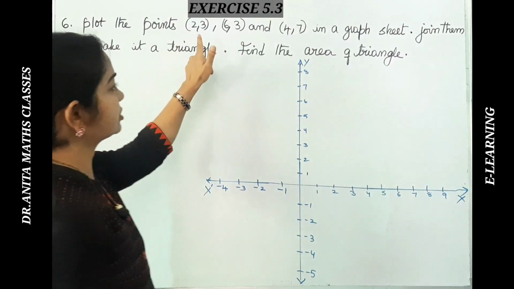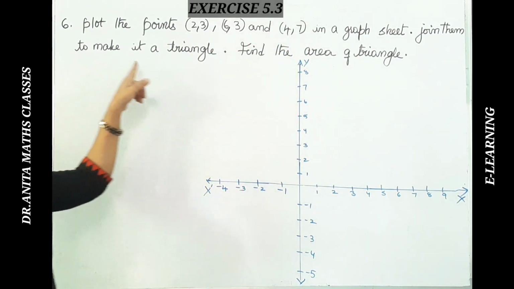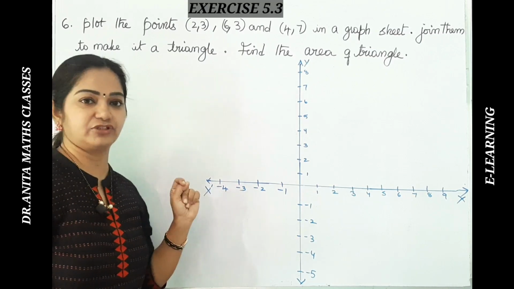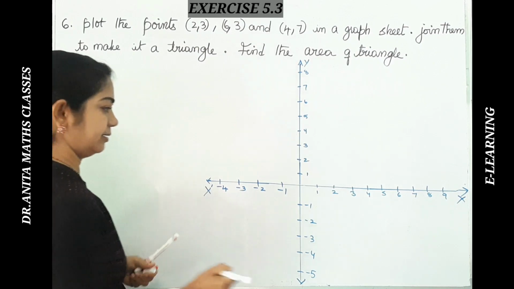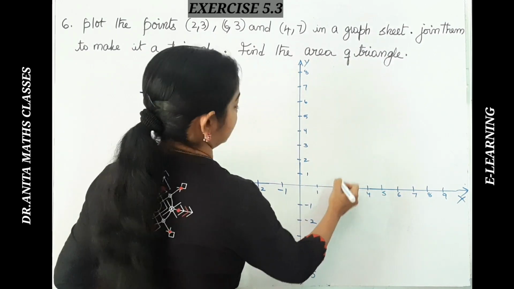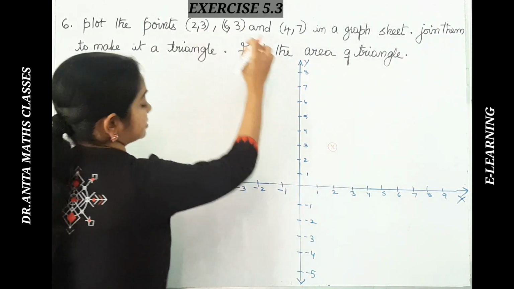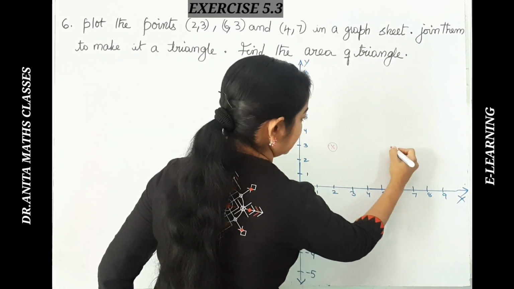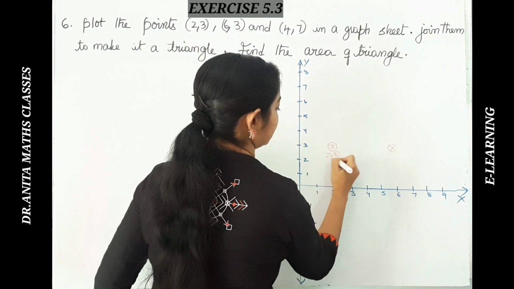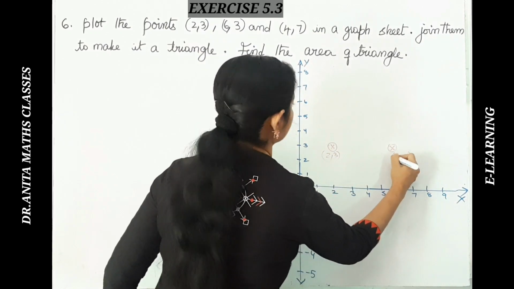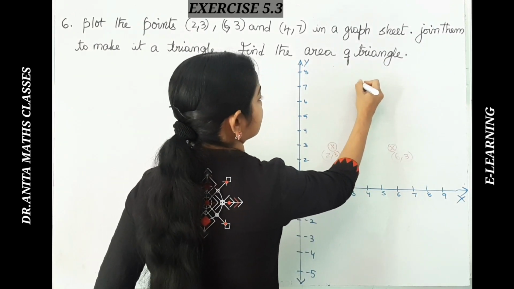Pause it and plot the points 2, 3, 6, 3, 4, 7 in the graph sheet. Join them to make a triangle. Find the area of the triangle. The previous one was a rectangle. Now we will be getting a triangle. Now let us plot them. 2 and 3, 3 here on this point. So this is 2, 3 and 6, 3. So 6, 3 here. Right. 2, 3 and 6, 3. Okay. And 4, 7. So 4, 7 this point.